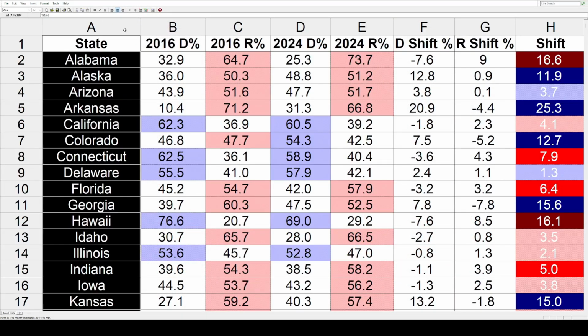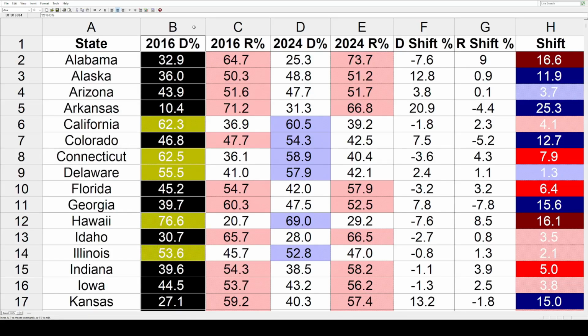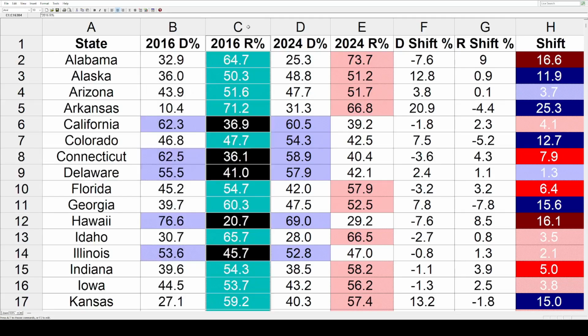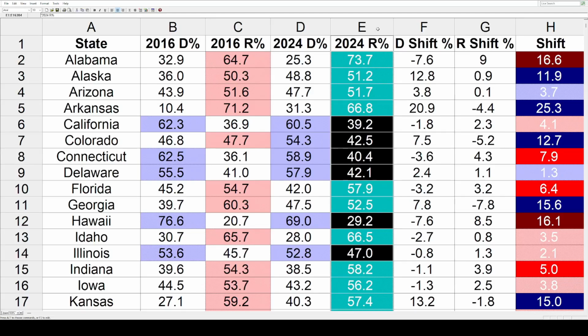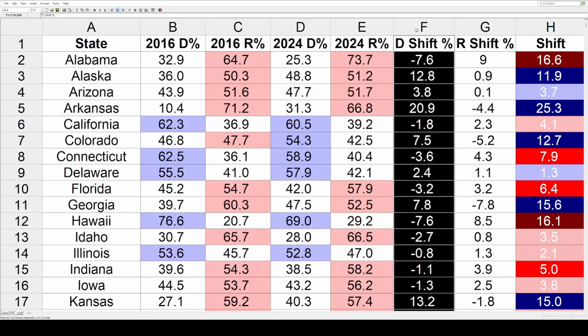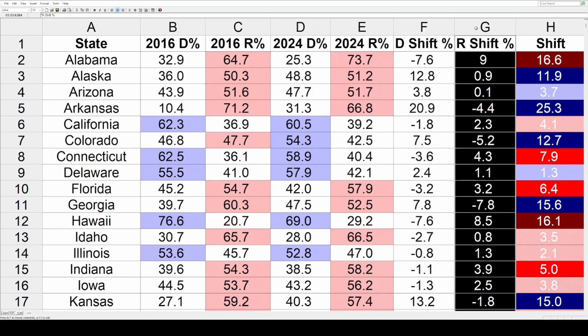The first column on the left, we've got the states. Then it's going to be the statewide popular vote in the U.S. House in 2016 for the Dems. Then it's going to be the same for the GOP. Then again, we're going to go ahead 8 years. We've got the statewide popular vote in the U.S. House for the Democrats in 2024. Next to that, it's the same for the Republicans. Then we've got the shifts between those two elections for the Democrats, then the shifts for the Republicans.